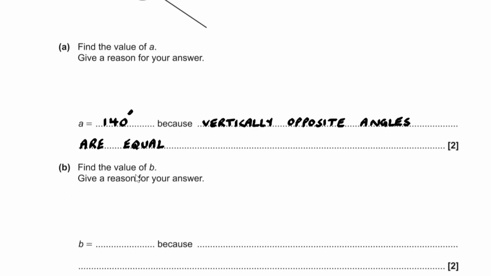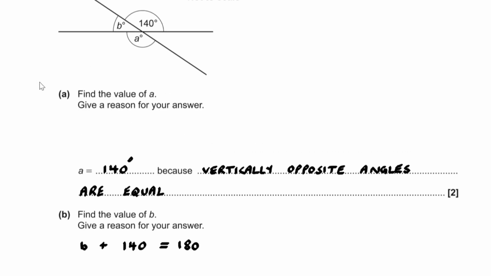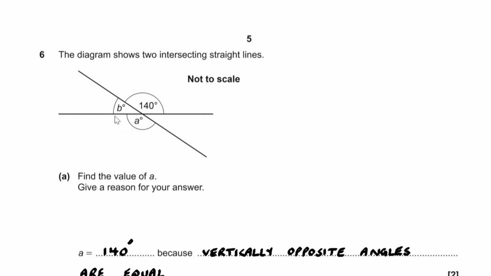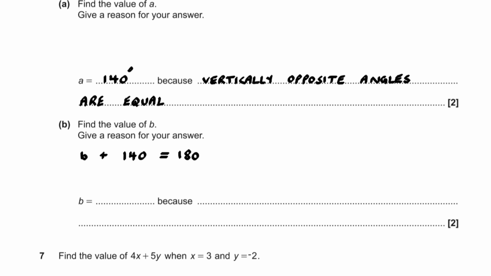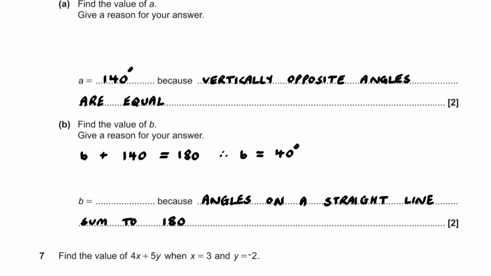For part B, we have to find the value of B, give a reason for your answer. The first thing we can note is we've got a straight line, so B plus 140 will equal 180. We have angles on a straight line which sum to 180, and therefore if we solve for B, B is equal to 40.